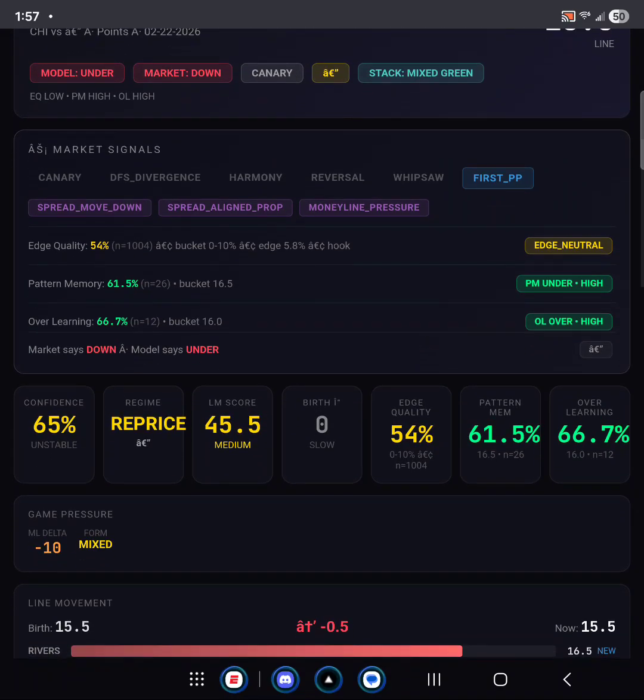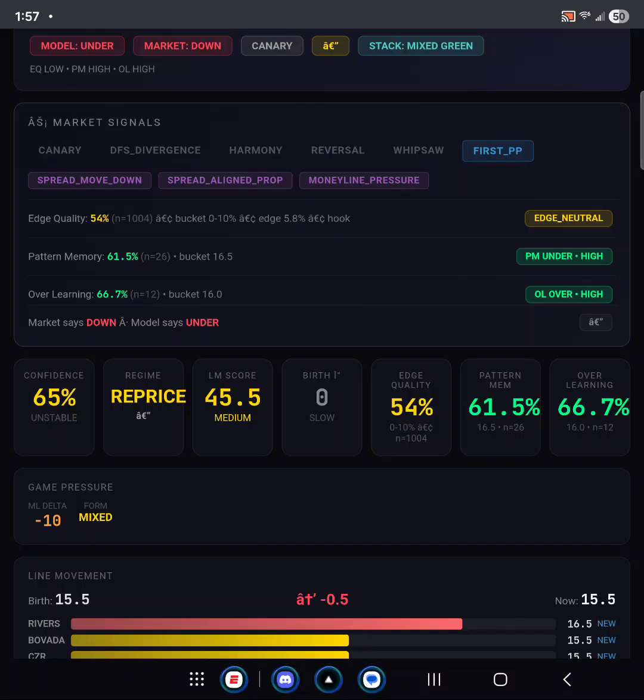So looking at my cheat sheet, if I have edge quality medium, pattern memory high, and overlearning memory high, I got medium, high. On my chart, it tells me medium, high means follow, but reduce the size. So it's telling you to be cautious of this.